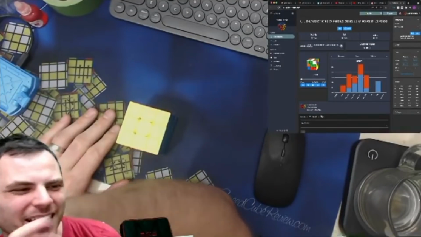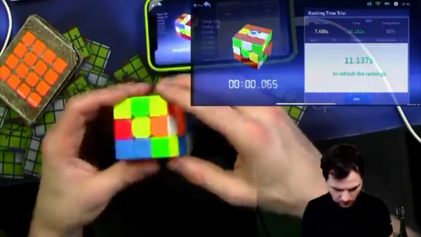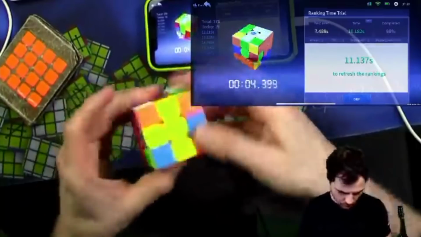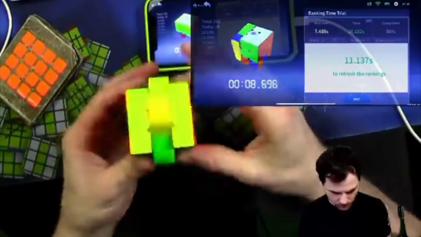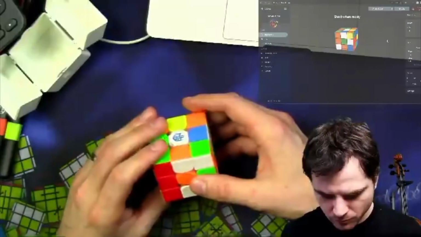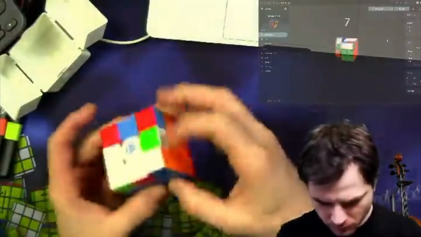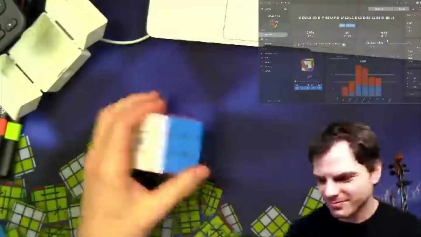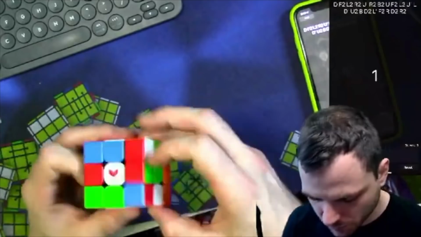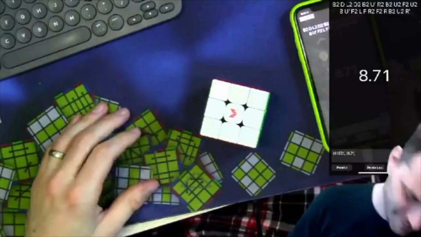That was the last layer skip. Kind of. That was a good one.